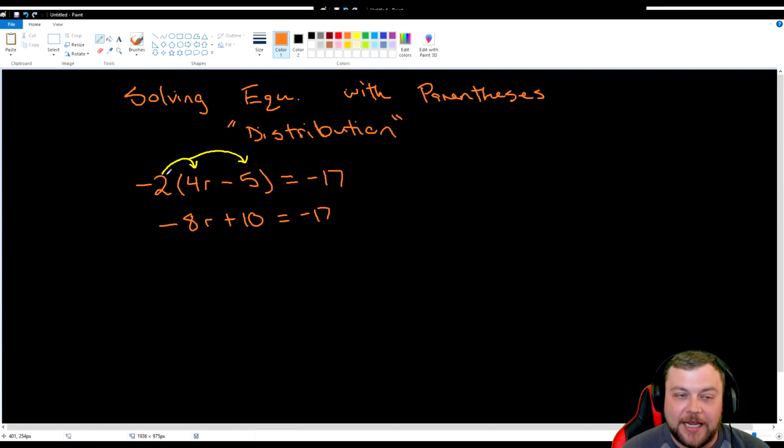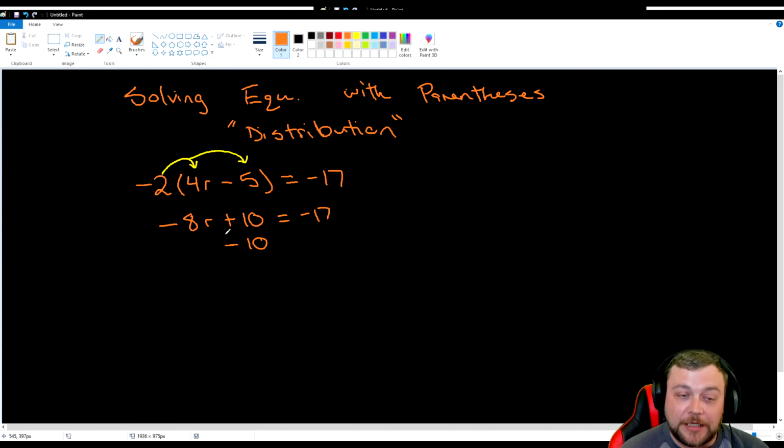Notice how we didn't add anything more to the equation, so we don't have to do anything to this right side yet. All we did is distribute the -2 through the parentheses, so we could get rid of the parentheses. So now we are at -8r plus 10 equals -17. Think opposite day. Think reverse order of operations. So -8r plus 10. Well, let's get rid of that plus 10 first. So what is the opposite of plus 10? That is a -10.